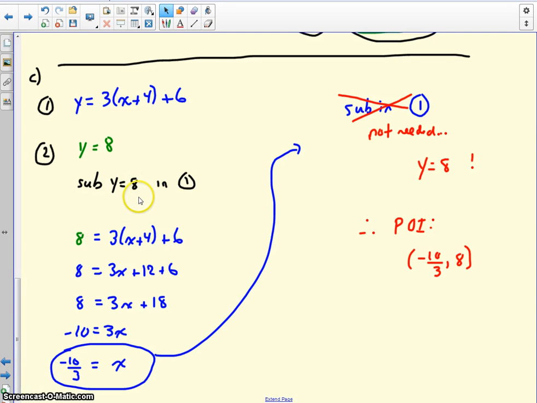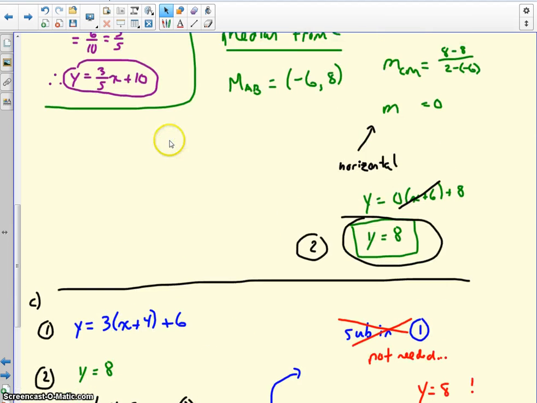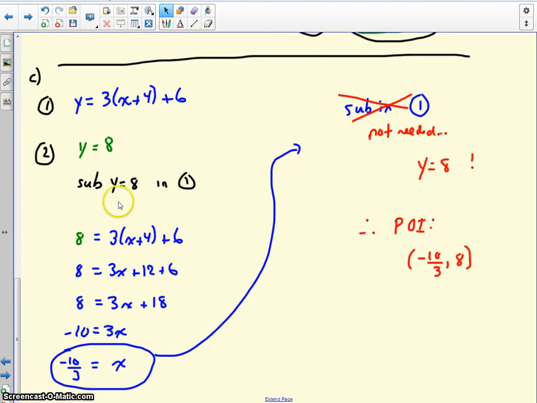Okay, so to find my POI here, I use substitution. So I have y equals 3 bracket x plus 4 plus 6, and then y equals 8. Just copy those equations down from up here. Now, I decided to sub y equals 8, because I already have y equals 8 over here, into equation 1. So I replaced every y in the first equation with 8.